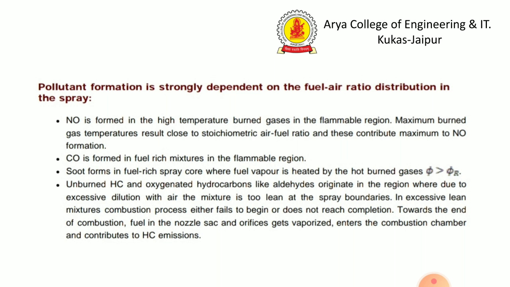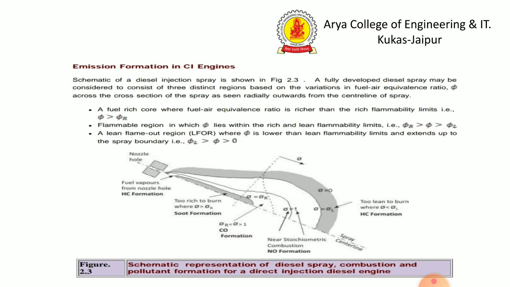The unburnt HC or partially oxygenated hydrocarbons like aldehydes form in the region where, due to excessive dilution with air, the mixture is too lean at the spray boundaries. In excessively lean mixtures, the combustion process either fails to begin or does not reach completion toward the end of combustion. Fuel in the nozzle sac or orifice gets vaporized, enters the combustion chamber and contributes to HC emissions.